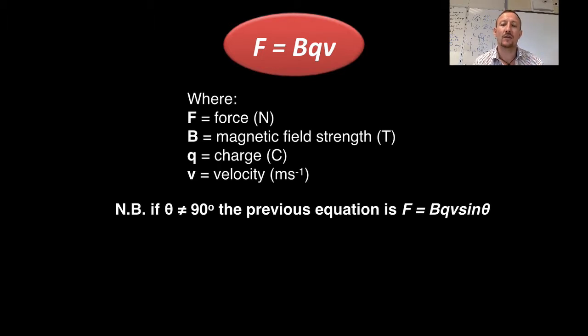Now, if it's less than 90 degrees, we've got BQV sine theta. If it's at 90 degrees, the sine of theta is going to equal 1, hence that's where we get BQV. Okay, so I hope that makes sense.